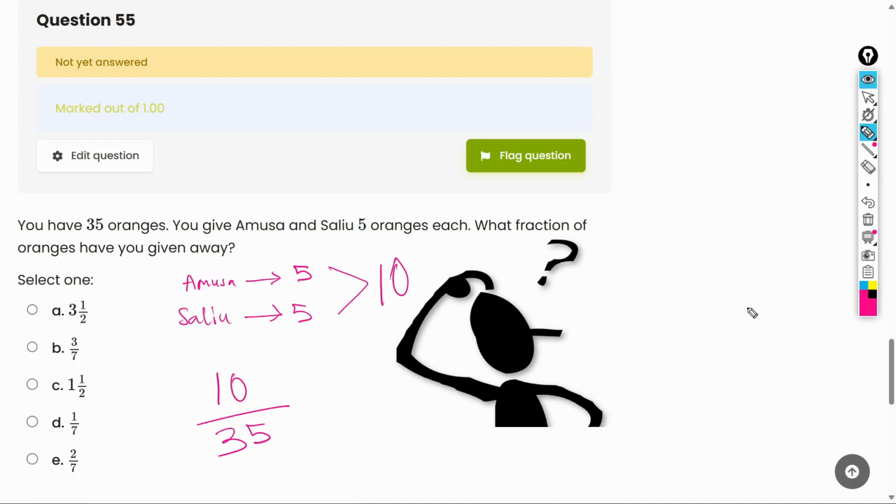And then we reduce this to the lowest terms. 5 into 10 is 2. 5 into 35 is 7, which is 2 out of 7. So 2 out of 7 oranges have been given away. And that's right here.